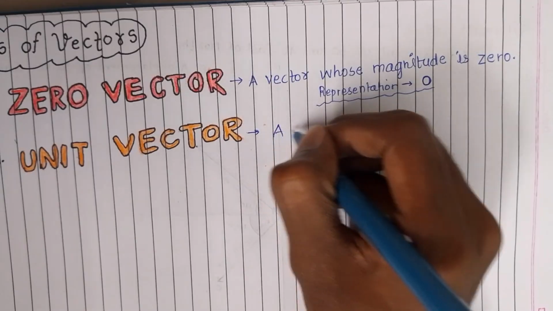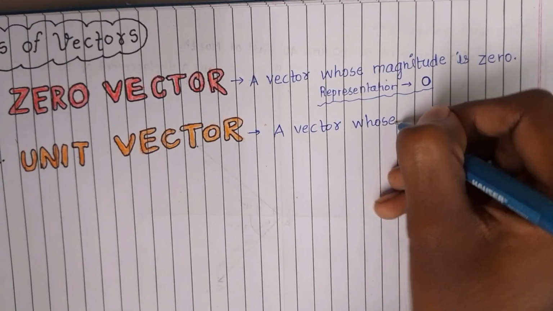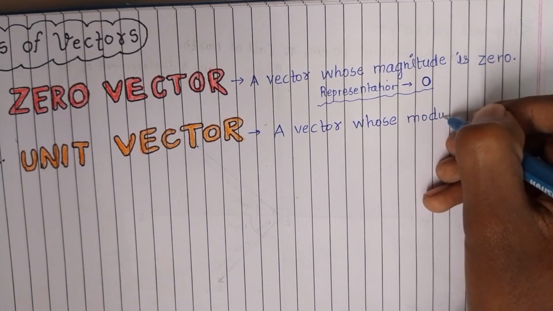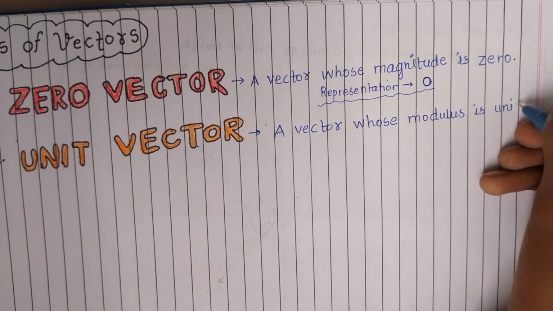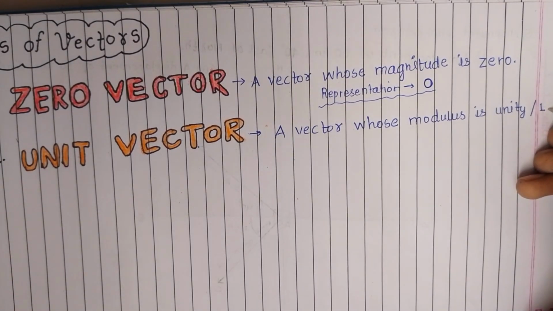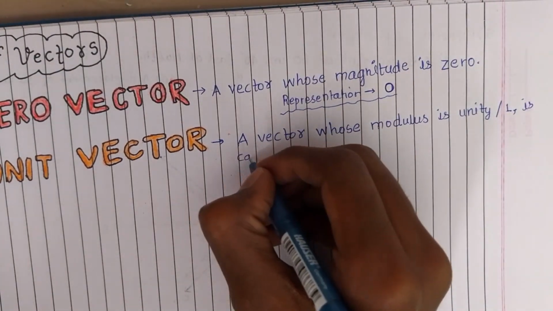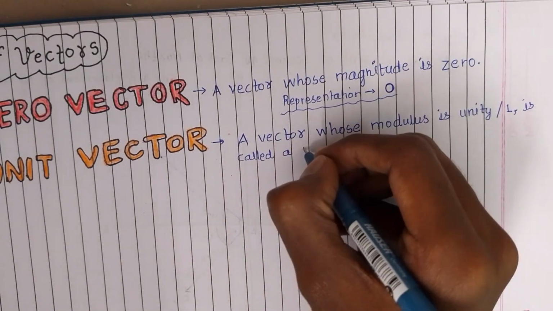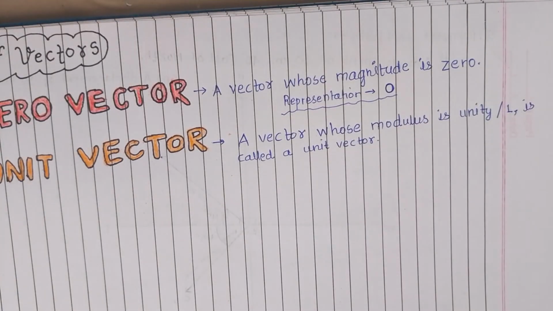A vector whose modulus, meaning its magnitude, is 1, is unity. A vector with magnitude 1 is called a unit vector. One of the interesting things I want to tell you about unit vector is that there's a special type of denotation, or I should say representation, for a unit vector.